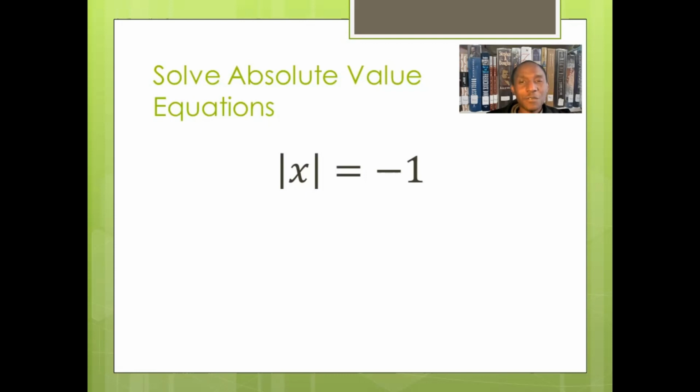But we have to be careful, because if we take the absolute value of a number, we cannot get a negative number. So essentially, the absolute value of x cannot equal negative 1. Absolute values can only equal 0 or a positive number, but never a negative number. So thus, we would say that this particular equation has no solution.